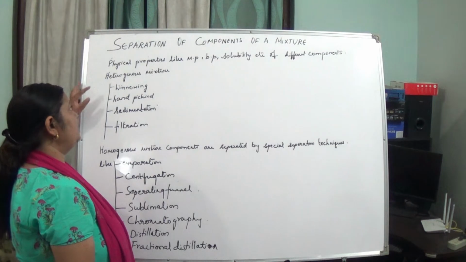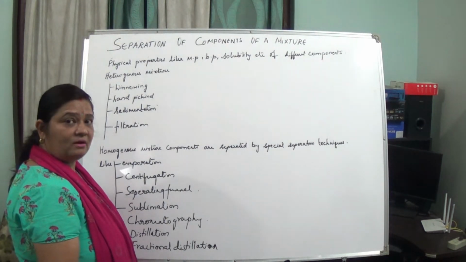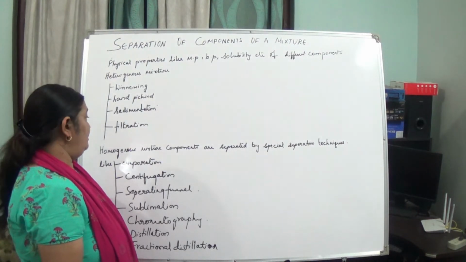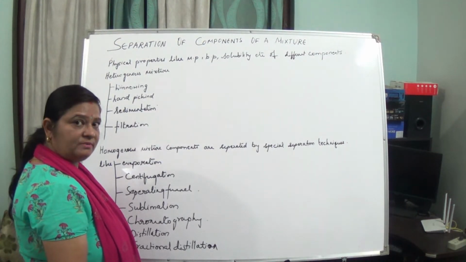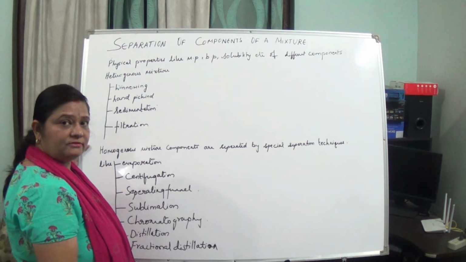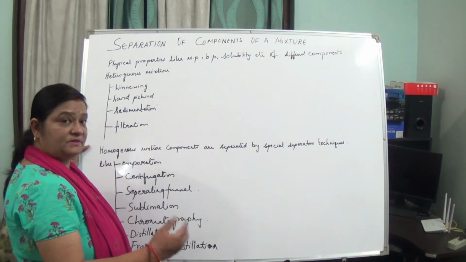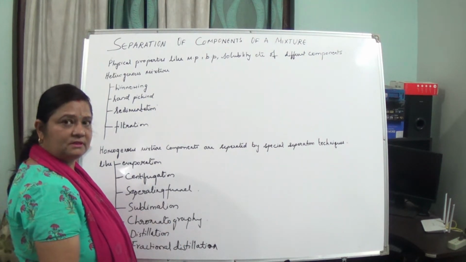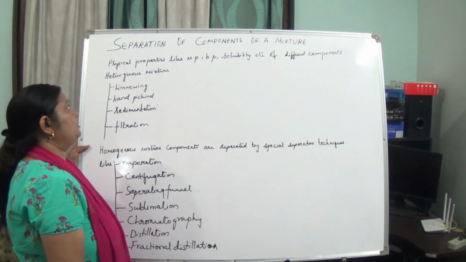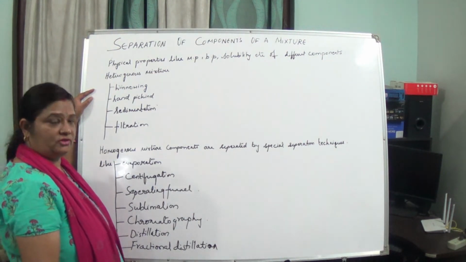Why? Because in a heterogeneous mixture, the boundary of separation between the components present in the mixture is clear. But in case of a homogeneous mixture, there is no clear boundary of separation. We can't make out the substances or components present in the mixture by just seeing it. So first we are moving on with the heterogeneous mixture.